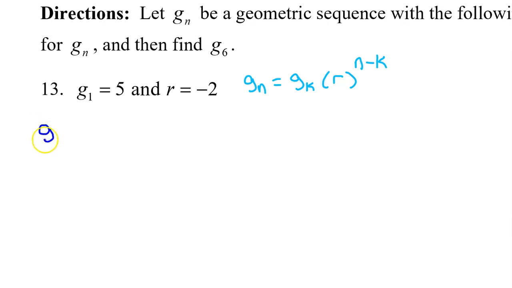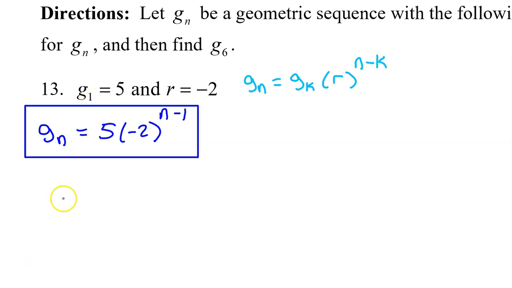So we can begin to write the expression for Gn, which will equal G1. I'm going to just put the 5, but remember, the k is 1, times the common ratio of -2 to the n minus k power, so that will be n minus 1. That's our expression for Gn.